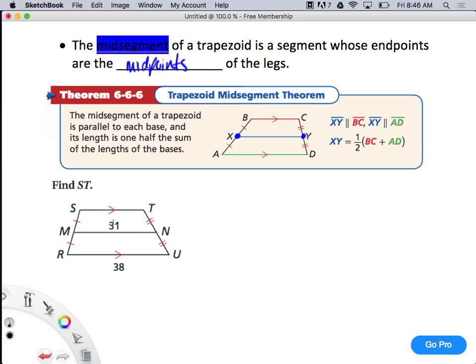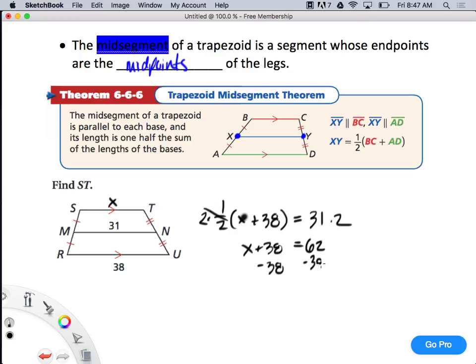How do I find, look, if this one is 31, then what's this one? Well, I know that these two added together, this will be half of that, right? So 1/2 of x plus 38 equals 31. Does that make sense? Half of the sum. So to solve, I multiply by 2. I get x plus 38 equals 62. Then I subtract 38 from both sides, and I get x equals 24. So this side is 24. 31 times 2. I multiplied by 2 on both sides.